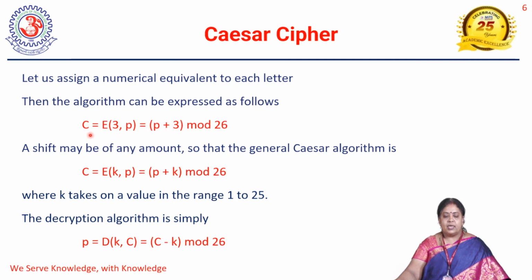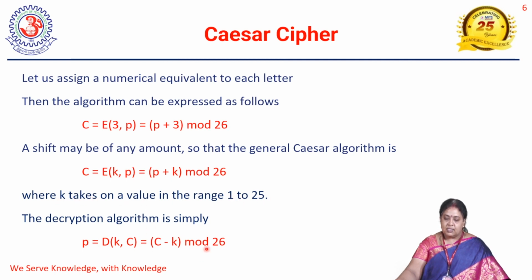So how are we getting the ciphertext? By using the plain text letter equivalent plus 3 mod 26. Why are we using mod 26? Because the alphabet range is 26 only, so whenever we get the ciphertext, it should be in the alphabets only. For that purpose we use mod 26. This is the notation we use: we get the ciphertext by applying the encryption algorithm with the key on the plain text P, where K takes a value from 1 to 25.